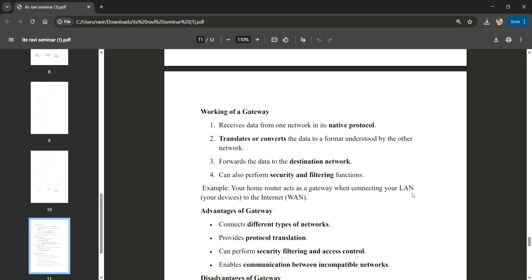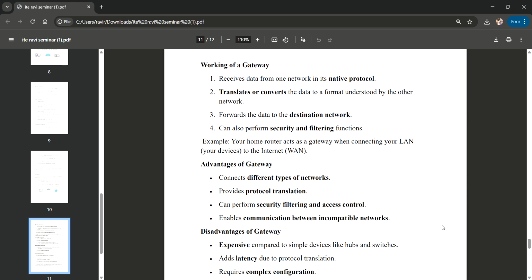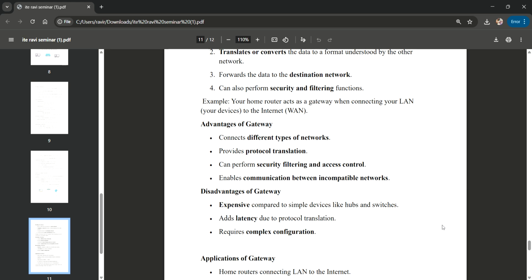The merits of the gateway are that it connects different types of networks irrespective of the protocol type. It provides protocol translation. It can also perform security filtering and access control, and it enables communication between incompatible networks. Coming to the limitations of a gateway, it is more expensive compared to simple devices like hubs and switches. It introduces latency due to protocol translation, and it also requires complex configuration.